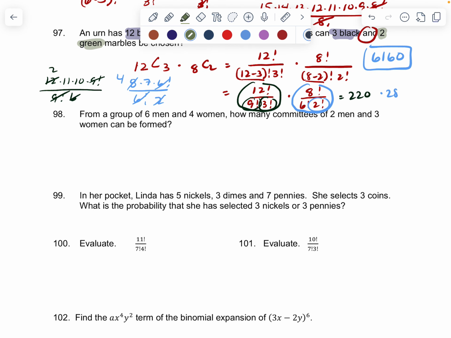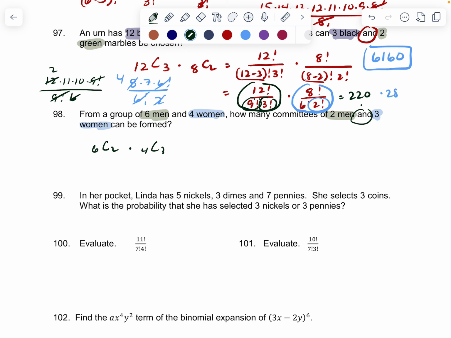Okay, same question for number 98. You have 6 men, and you want to have a committee of 2. So that's going to be 6 choose 2. And that means times. You have 4 women, and you want to choose 3. So it's going to be 4 choose 3.